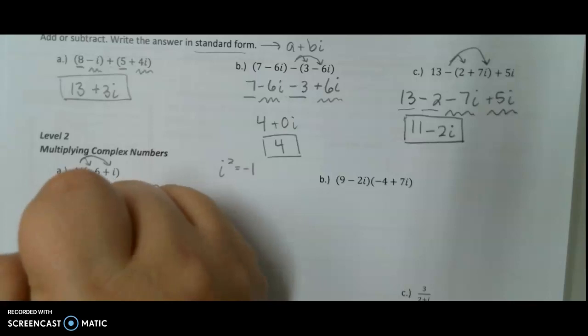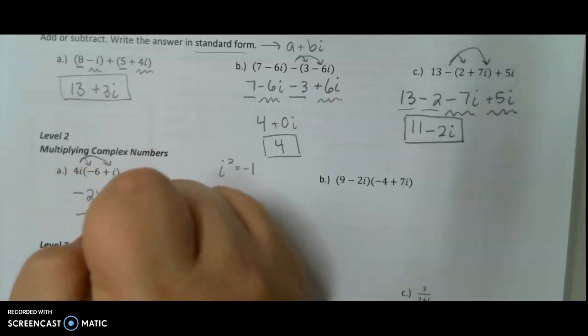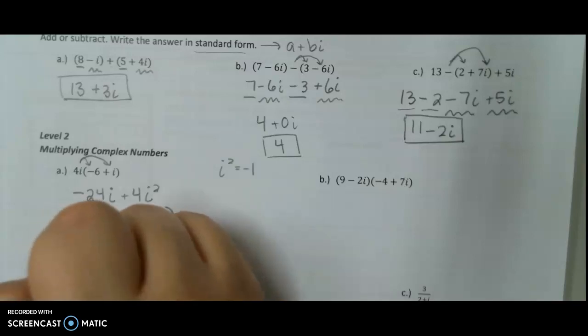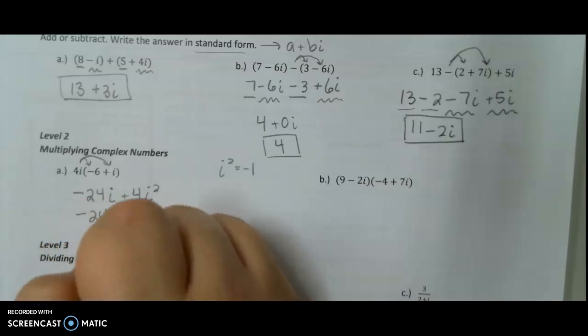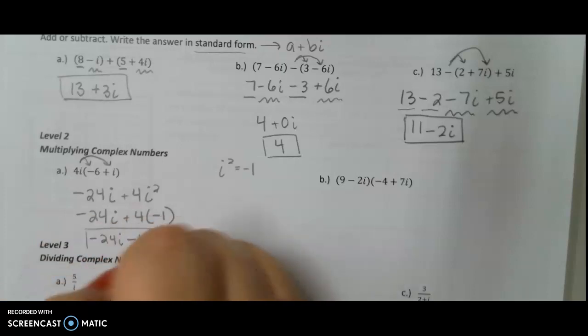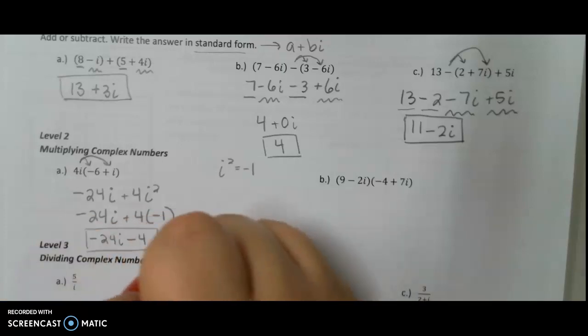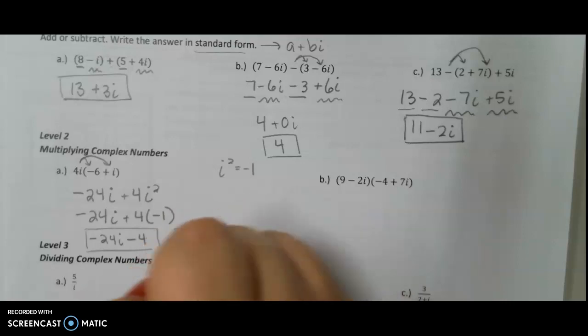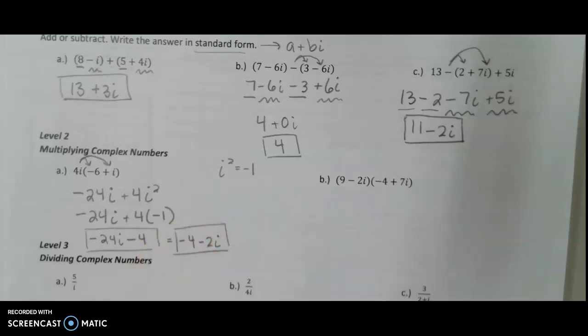Since i squared equals negative 1, I can substitute in negative 1 here. So negative 24i plus 4 times negative 1. So negative 24i minus 4. You can keep it like this. The most proper way to write it is going to be negative 4 minus 24i with the real part in front and the imaginary part in the back, but it's okay.